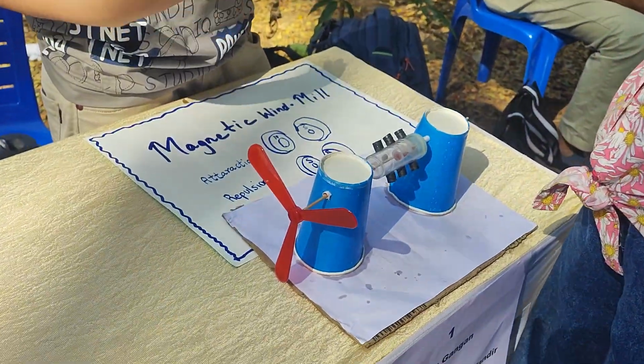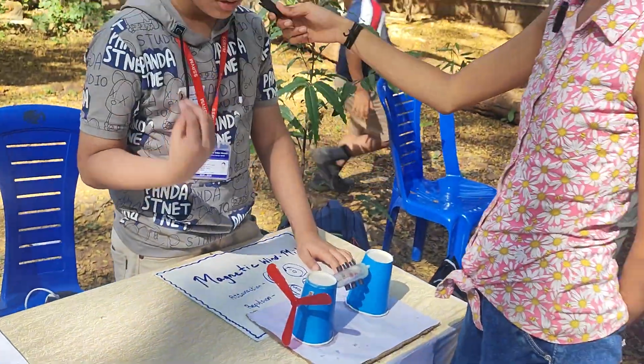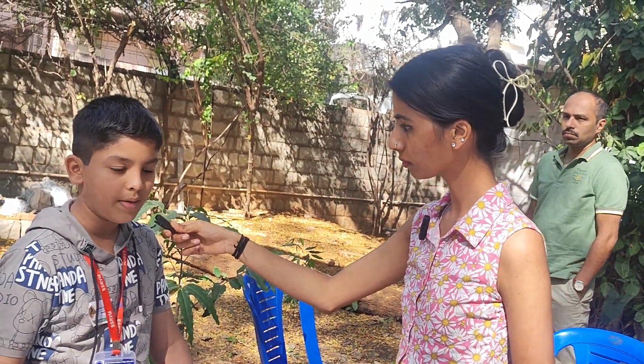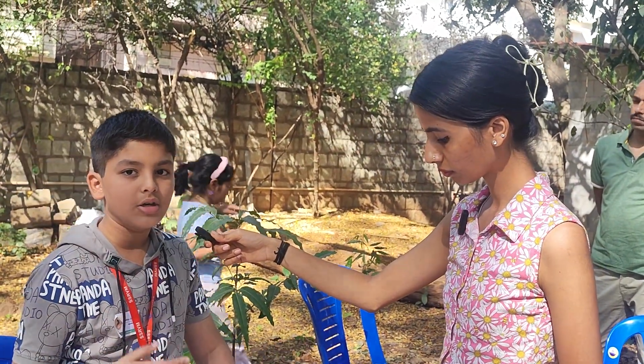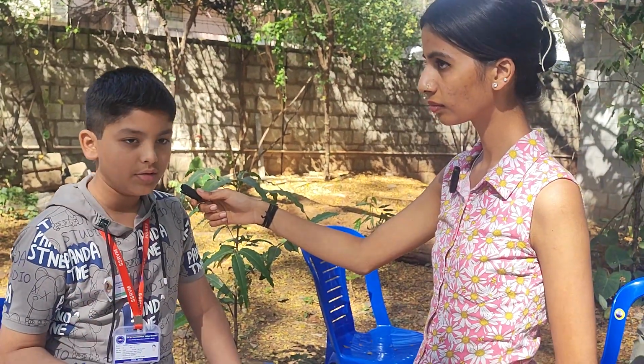So my model is used to show repulsive force of magnets. As you know, similar poles of magnets repel each other and opposite poles of magnets attract each other. Magnetic forces such as attraction and repulsion can be used to create motion.